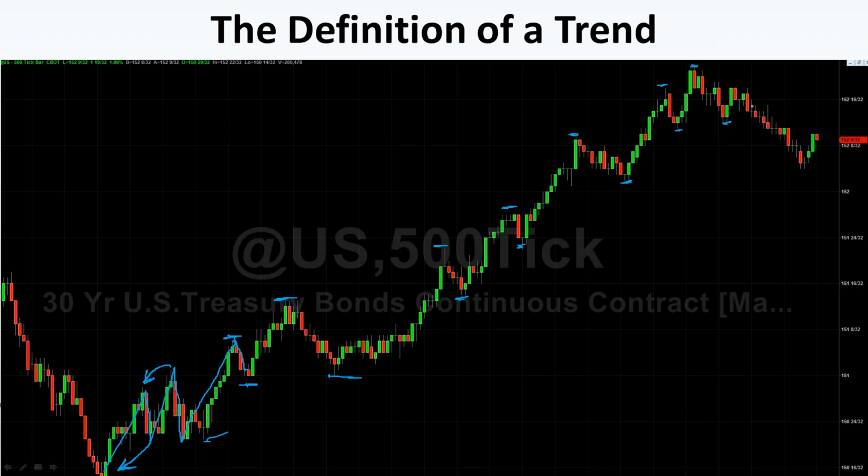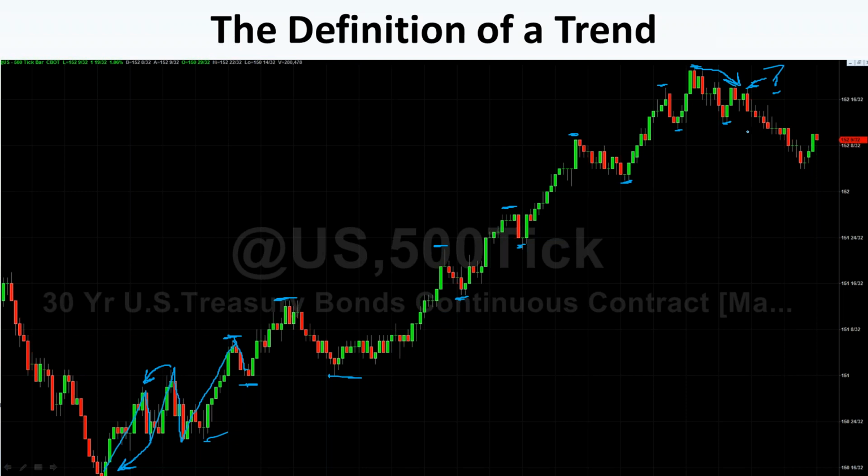Okay? Until we get to this point where we put in a lower high. Now, does that lower high change this trend? Are we in a downtrend as of that point right there? You got it. No, we are not.